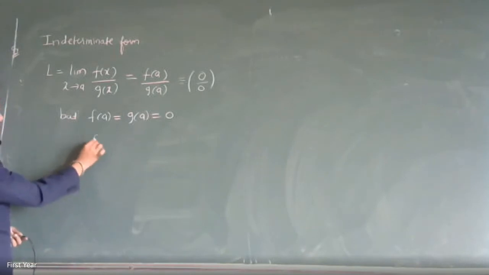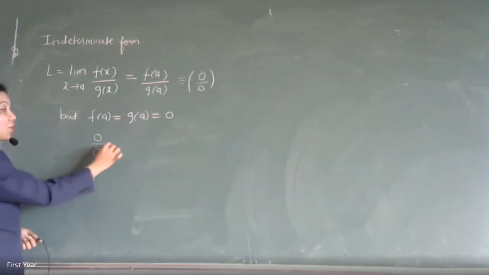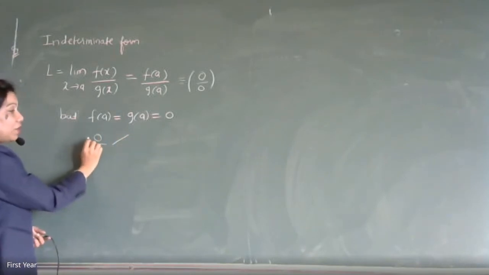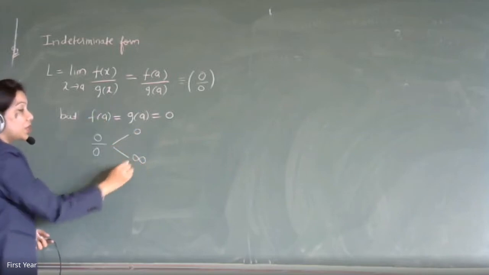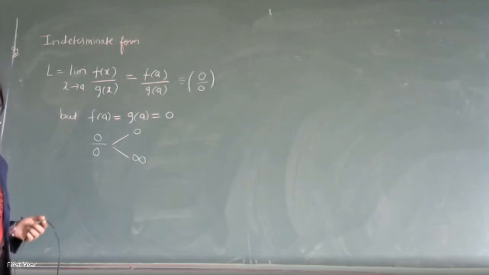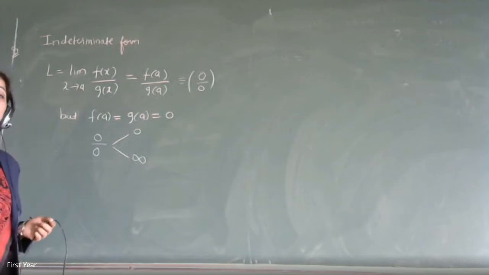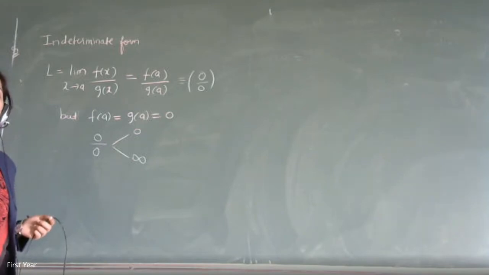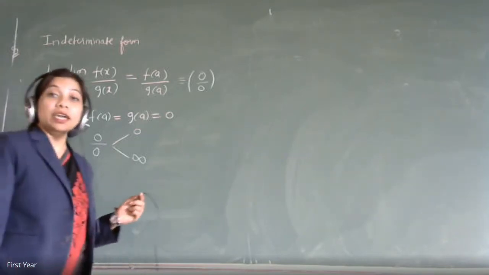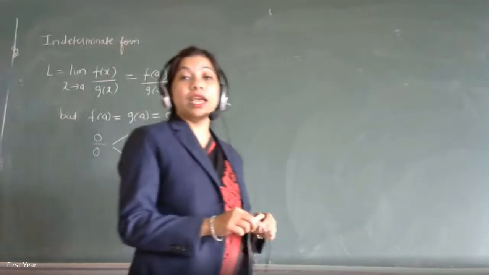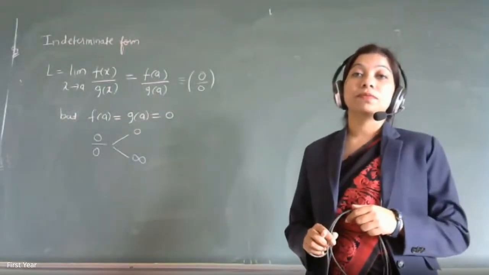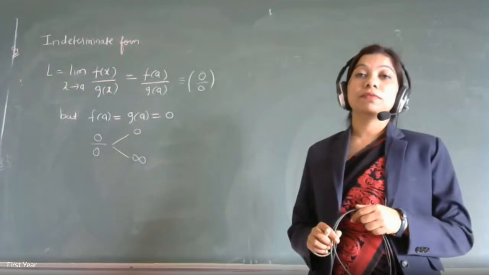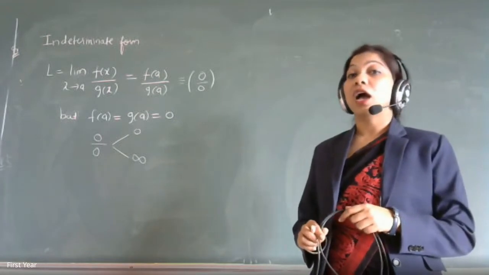So let me just see that. 0 by anything, don't look at the denominator, 0 by anything is 0. Anything by 0 is infinity. So it is taking more than one value. Getting it? It is taking more than one value. Hence it is said to be indeterminate form. Is this okay? Clear?